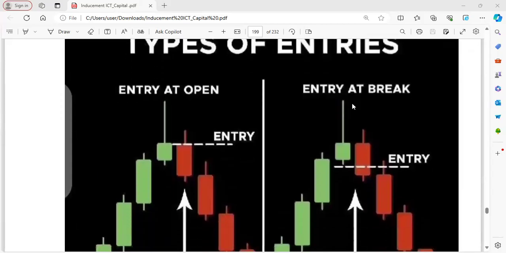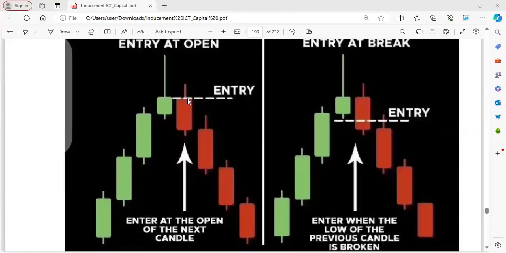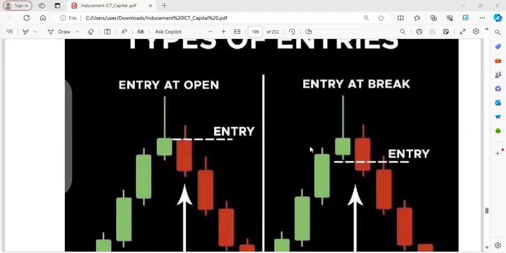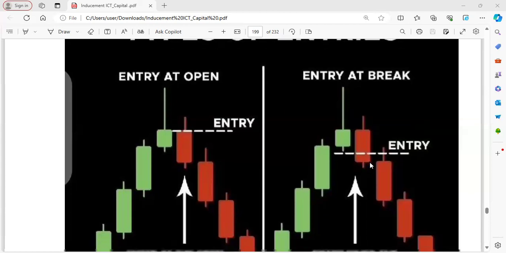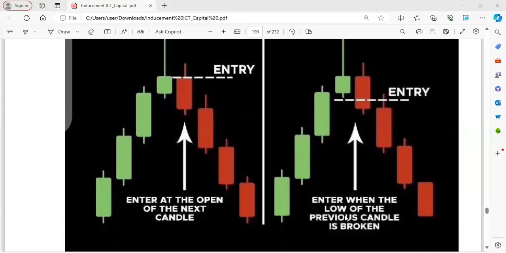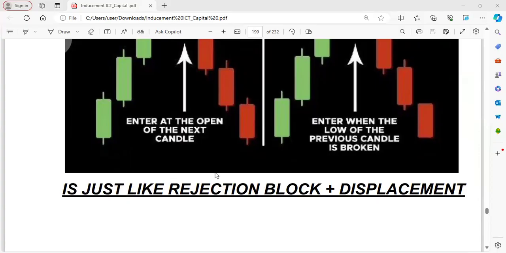Types of entries: entry at the open, so you see some entry at the open of the next candle, right? And now candle here, entry at the break. So you can enter at the break of a candle. I feel like entry at the break is more safe and secure. Enter when the low of the previous candle is broken, if you get what I mean. It's just like rejection block plus displacement.